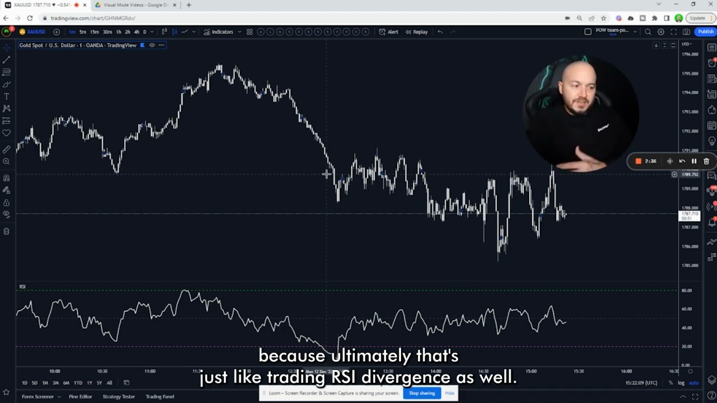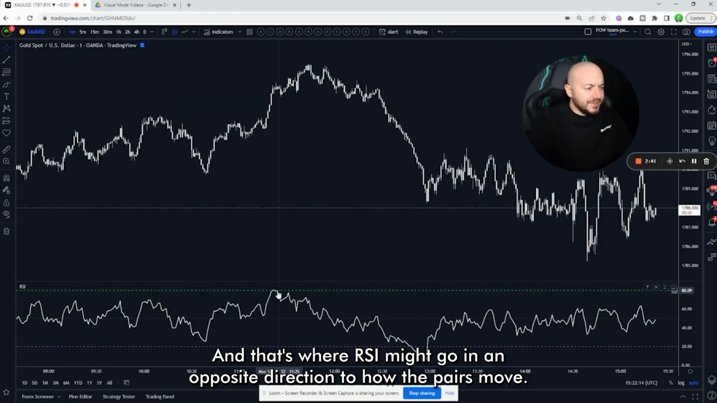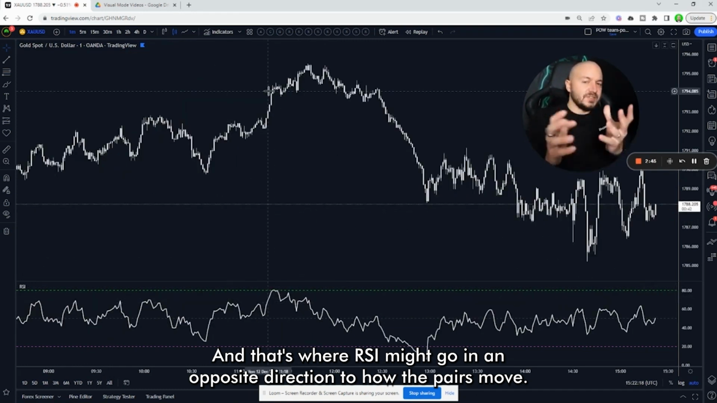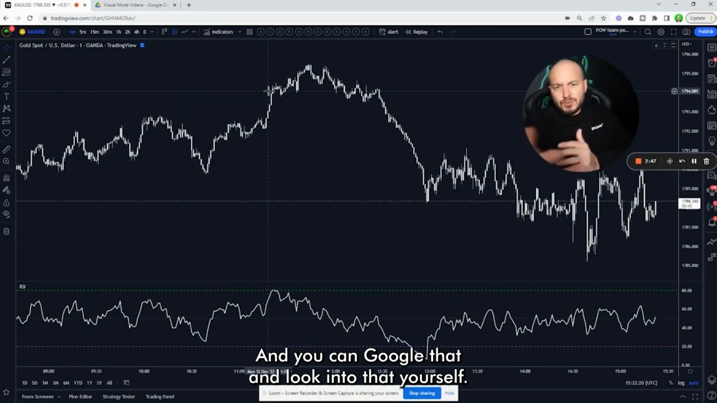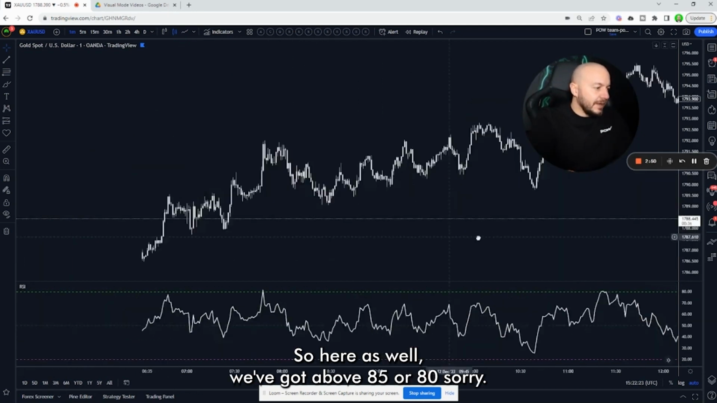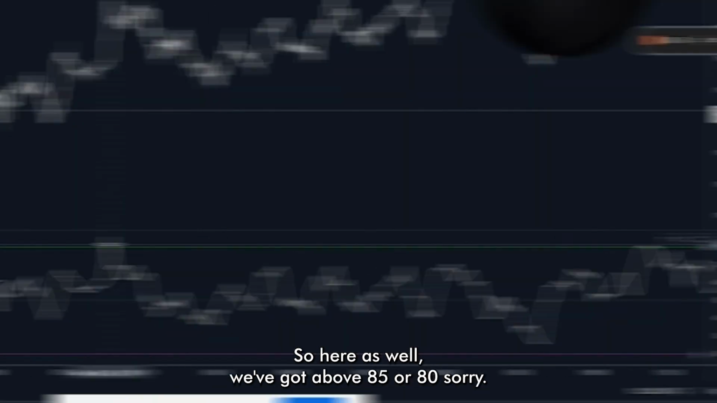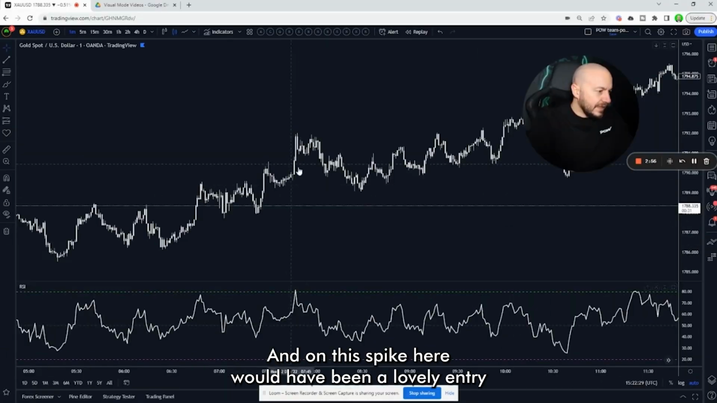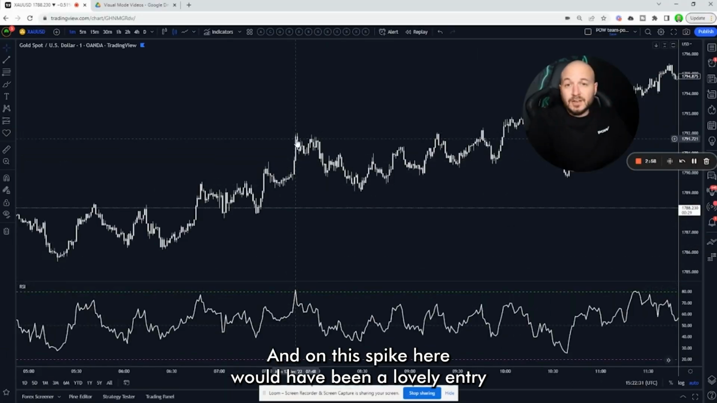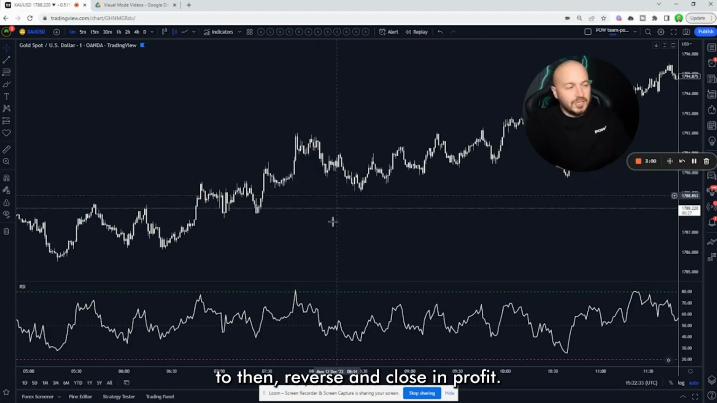Because ultimately, that's just like trading RSI divergence as well. That's where RSI might go in the opposite direction to how the pair moves, and you can Google that and look into it yourself. So here as well, we've got above 85, or 80 sorry, and this spike here would have been a lovely entry to then reverse and close in profit.